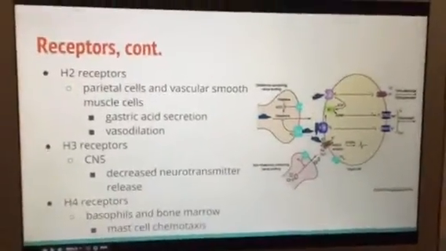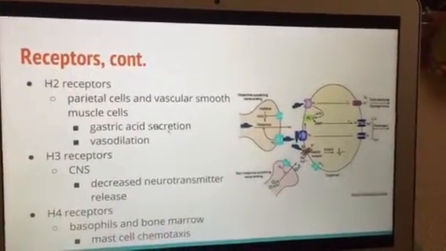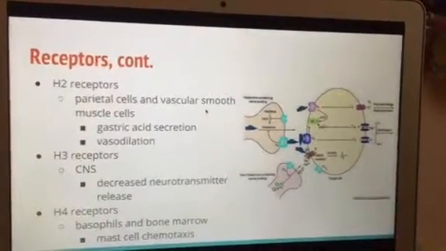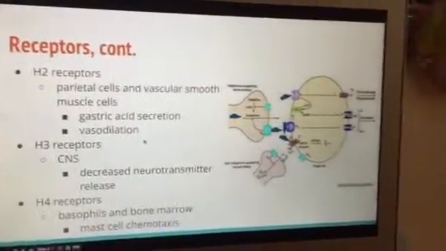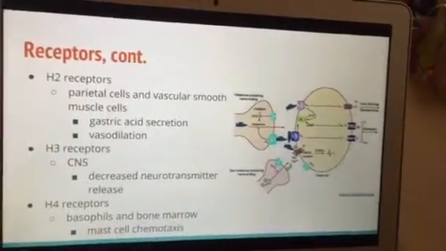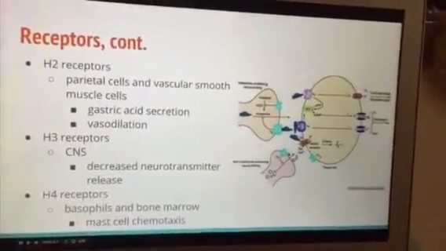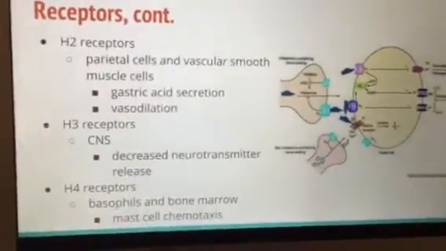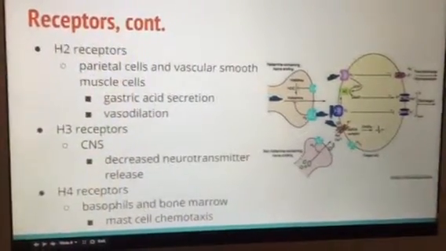So the other types of histamine receptors, H2 receptors, are the ones that play a role in the stomach, so they're the ones that lead to gastric acid secretion. They also are found in vascular smooth muscle cells, which can lead to vasodilation. H3 receptors, which I mentioned, can actually play a role in decreased neurotransmitter release. So this kind of shows how the H3 receptor works, and it can result in suppressive outcomes.